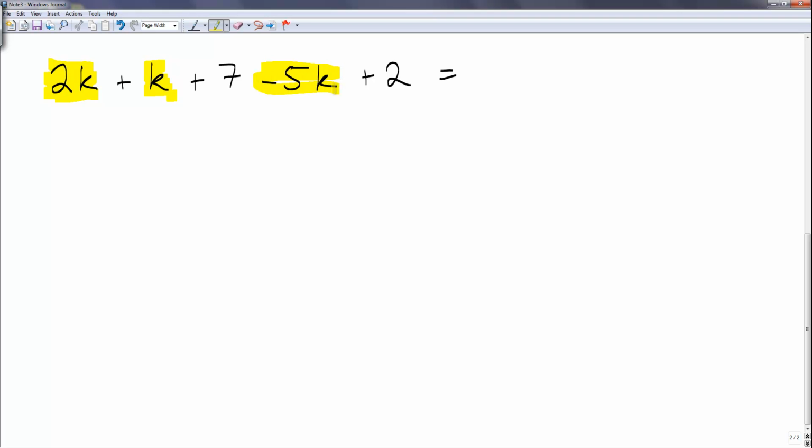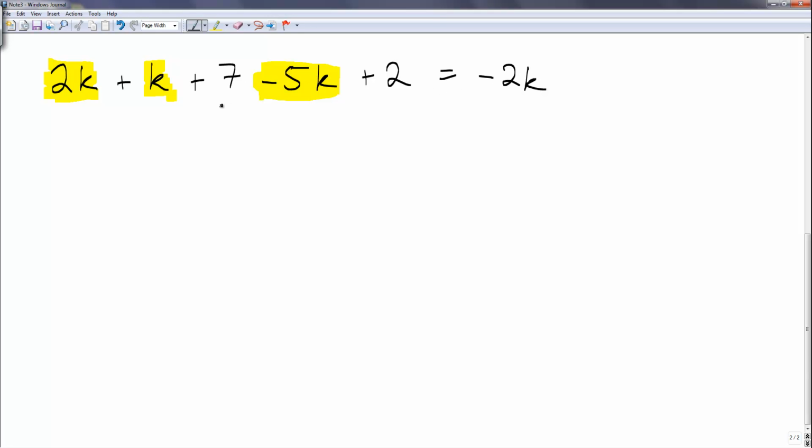Remember the minus sign here. It's minus 5k. It's not 5k. So we're going to work these out first, and then we're going to do the normal numbers, the plus 7 and the plus 2. So let's do 2k plus k minus 5k. 2k plus k is 3k. Minus 5k is minus 2k.